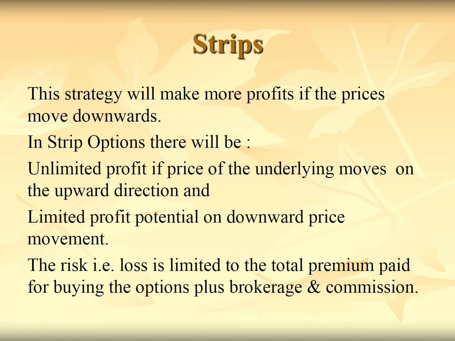Since this is a bearish strategy and the investor is of the view that prices will come down, this strategy makes a profit when the price moves in the desired direction, that is, when prices move downward. In a strip option, there will be unlimited profit if the price of the underlying asset moves in the upward direction, and limited profit potential on downward price movement, but the risk, that is the loss, is limited to the total premium paid for buying the options plus brokerage and commission.